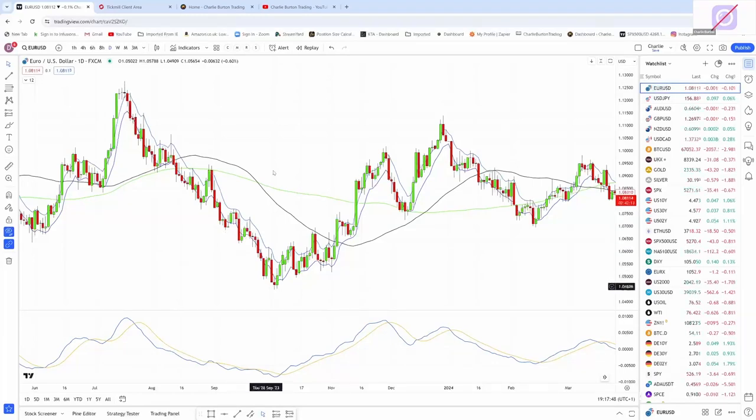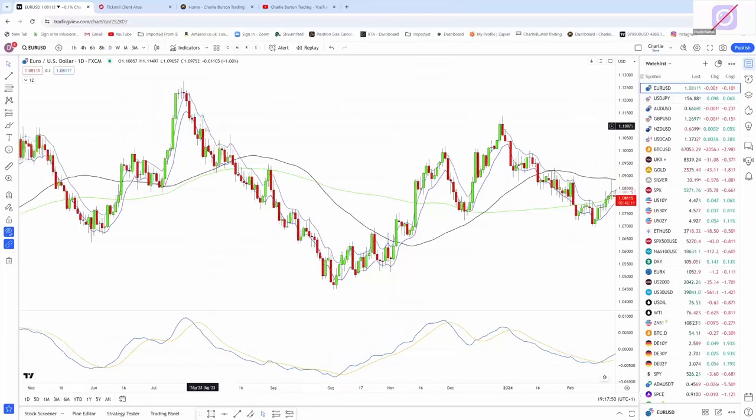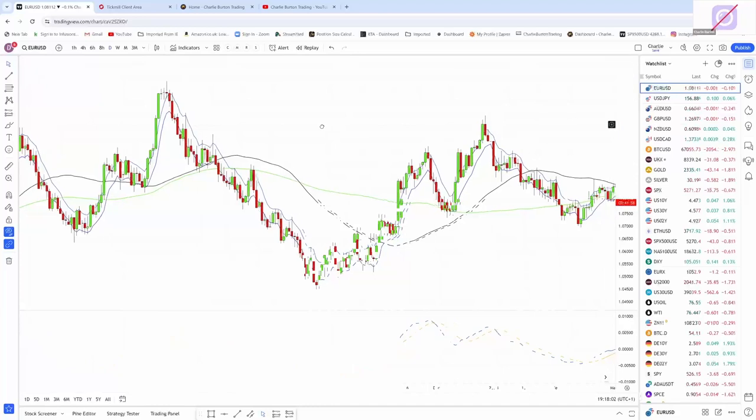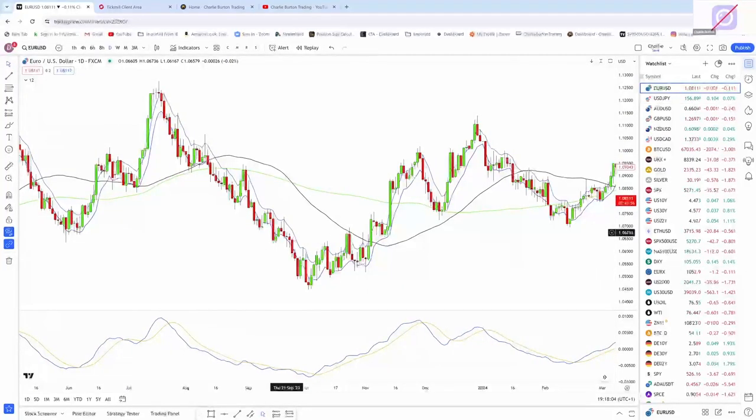So one moving average is tracking the highest price of the last 5 bars, because it's a 5-period moving average. It's measuring itself against the highest price of the last 5 bars. The other one is creating a new line for the moving average based on the lowest price of the last 5 bars. And that's what creates the bands.